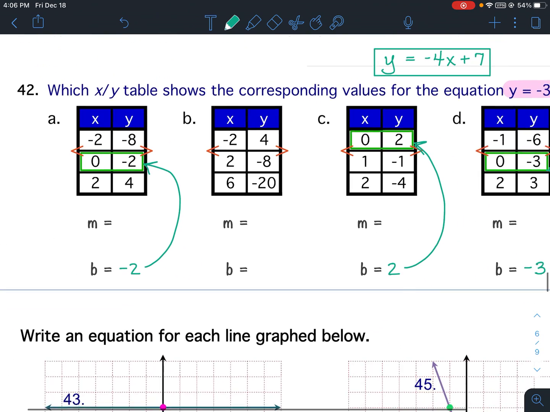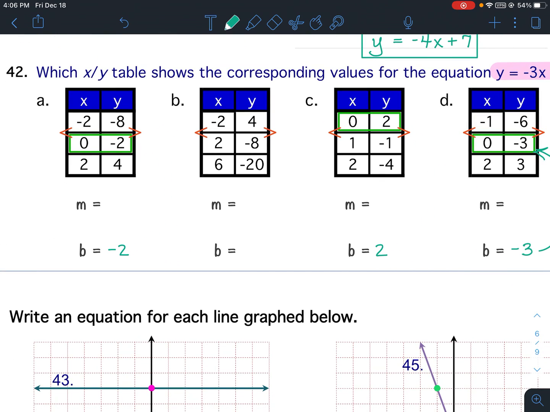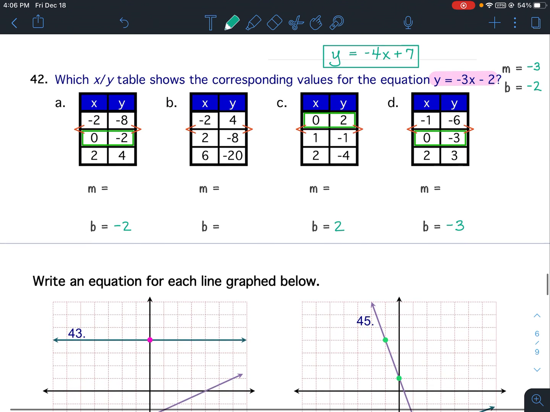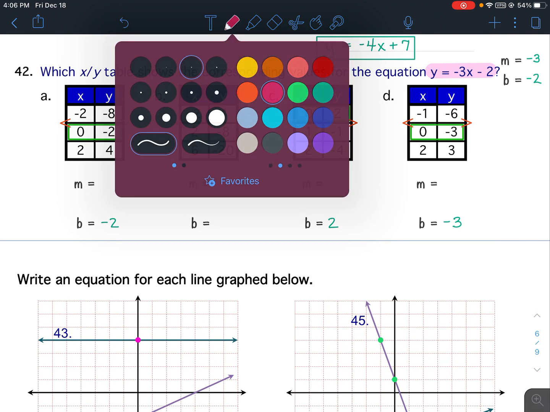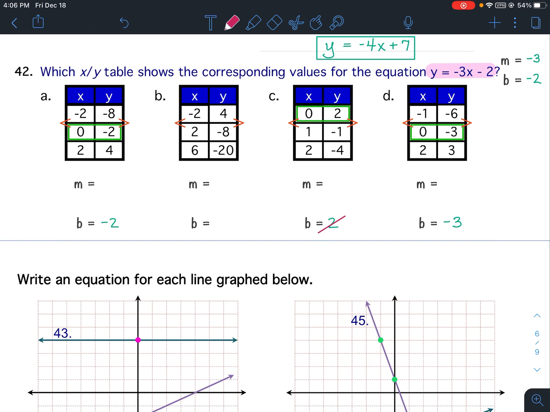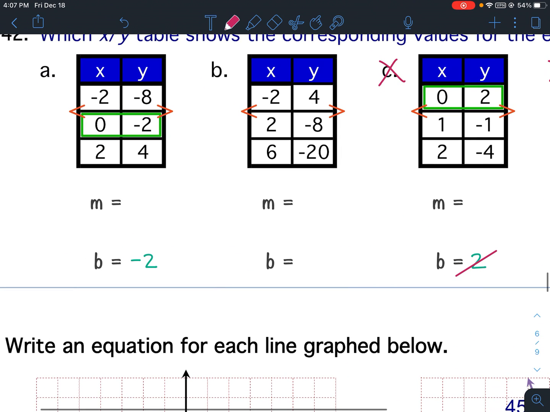Okay. Well, it says that my y-intercept needs to be negative 2, which means this will not work, so I can cross out C. This will not work, so I can cross out D. I can't cross out B because I don't know what this is yet. So let's now find the slope.